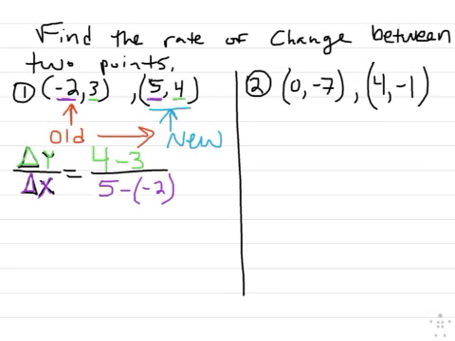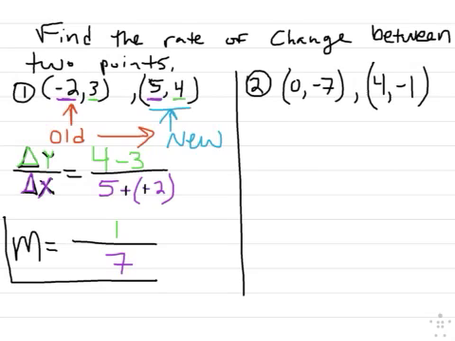Okay, so what do we end up getting? On the top, we've got 4 minus 3. That's pretty straightforward. That's 1. And on the bottom, we get 5 minus -2, which is minus a negative, which is a positive. So 5, 6, 7. 1 over 7. So this is our rate of change. We call this thing m. It also relates to the slope of a line, which we'll go into more later, but for now, let's just start with rate of change, right?